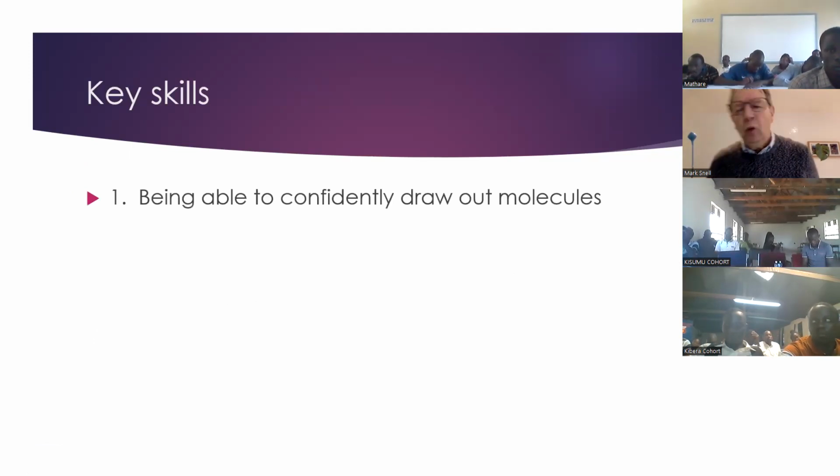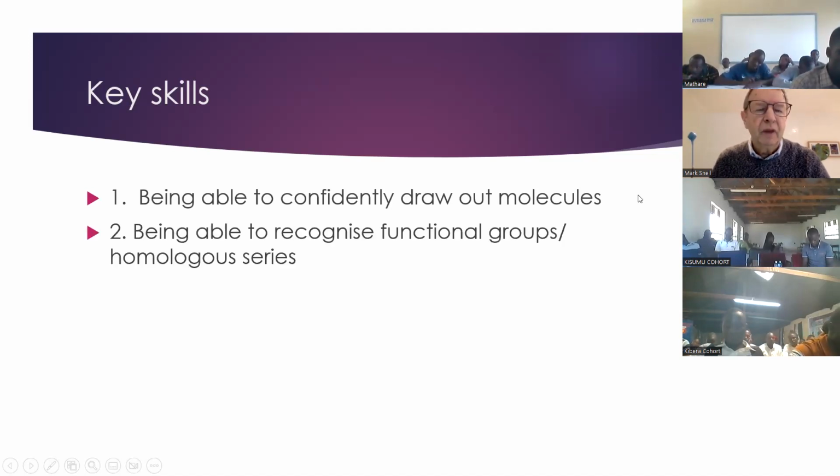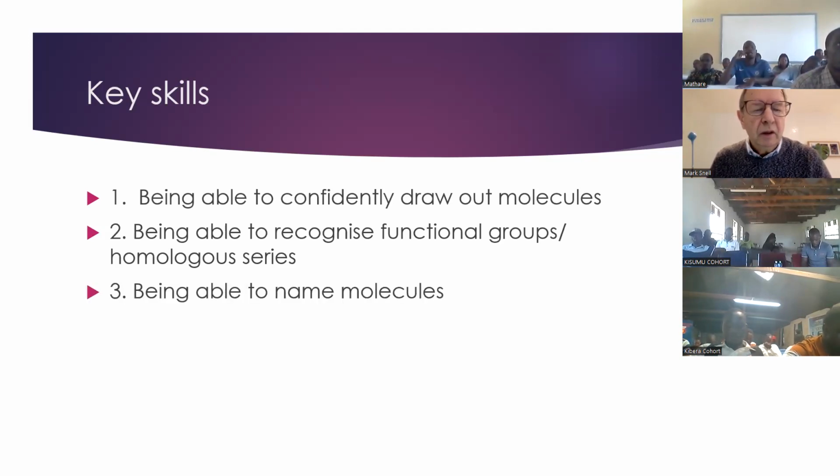To my mind, what is most important is to get your students to do these things. Firstly, to be able to draw out molecules really easily. Being able to recognize functional groups and homologous series, in other words, families of them, without any question. In that case, what I often do is show them lots. I draw lots on the board and I say, which ones are alkanols, which ones are alkenes, and so on. Being able to name molecules is very important. We'll be doing some of that.